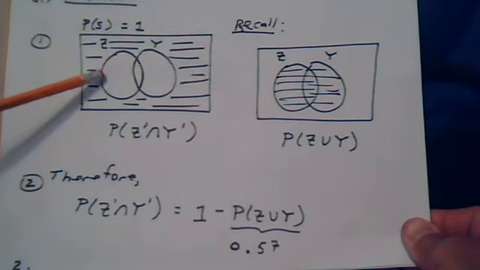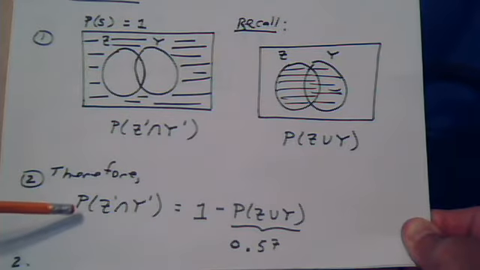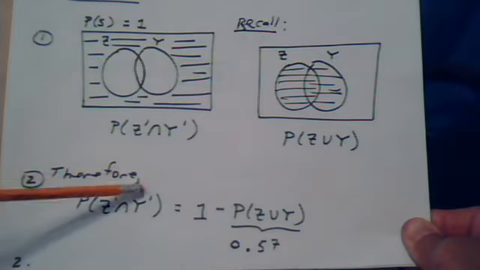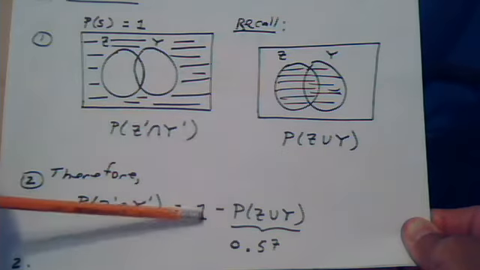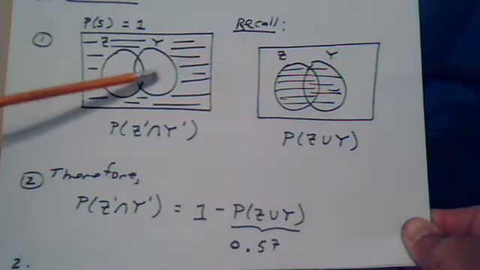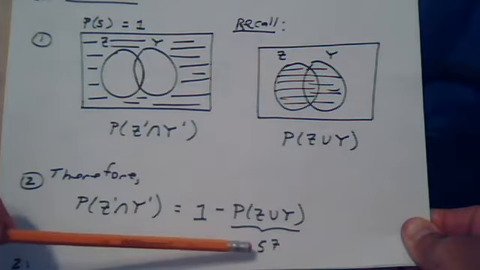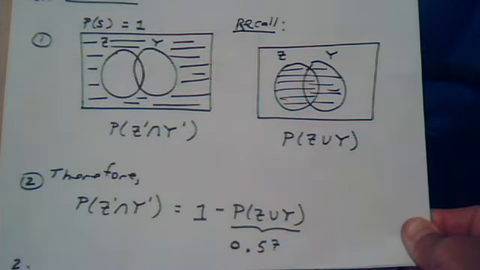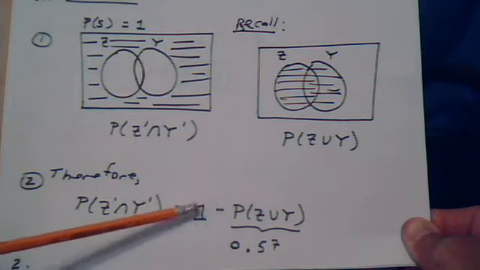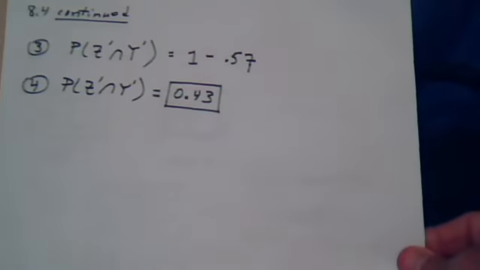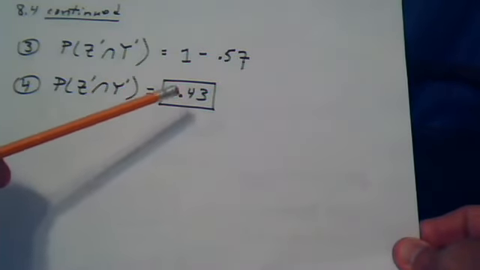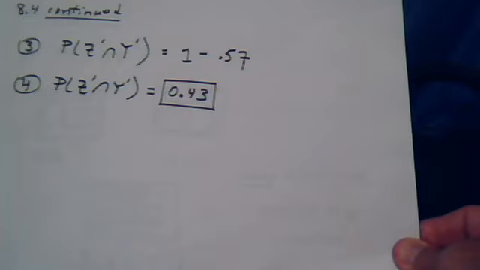So going back to their question, we would like the probability of not Z and not Y. So it would be the universe, which is 1, remove the union, and this union information, they gave it to us in the beginning of the problem. So it's 1 minus 0.57. And that would give us a probability of 0.43. In percent, it would be 43%.